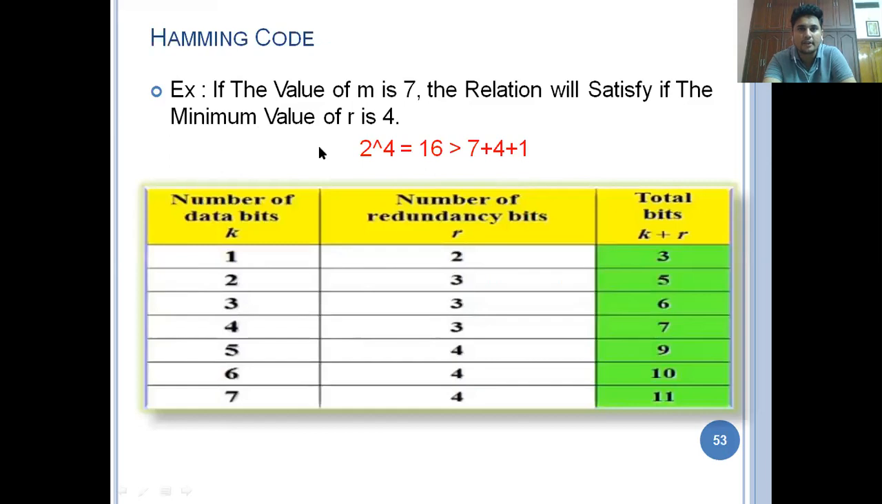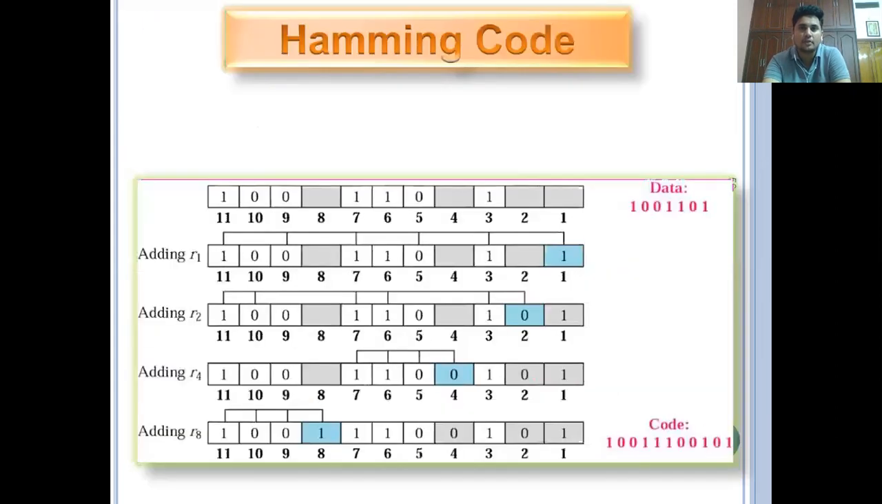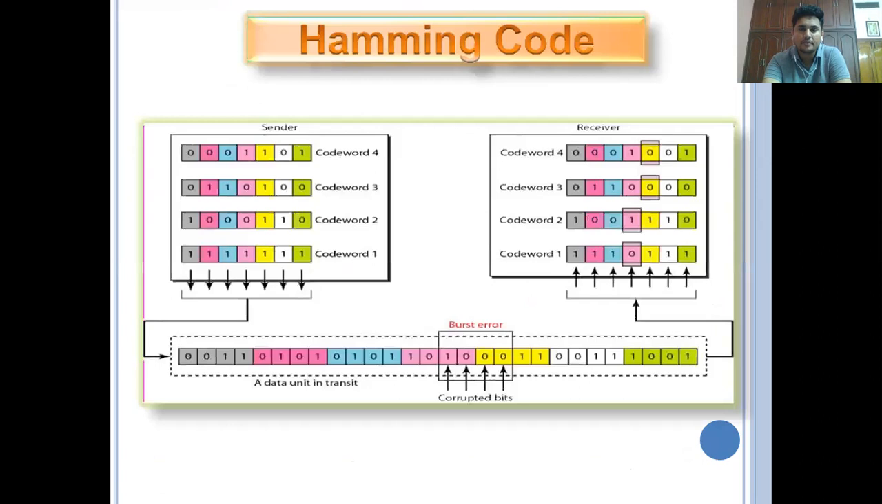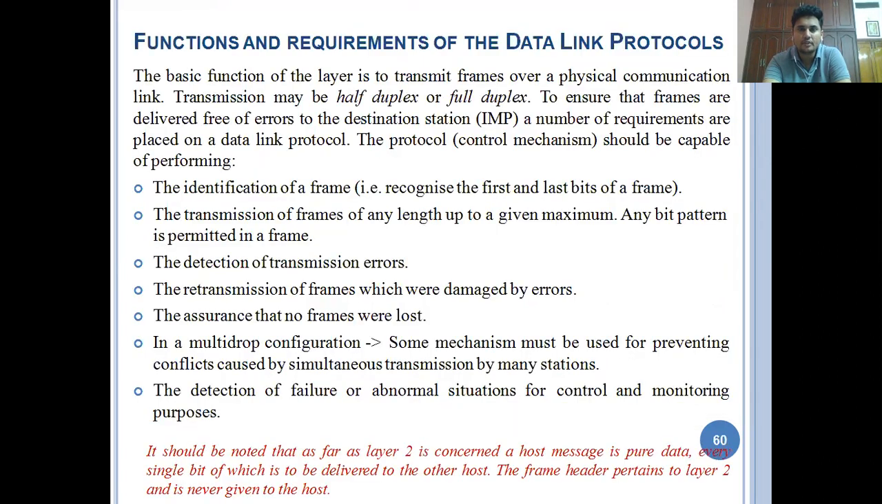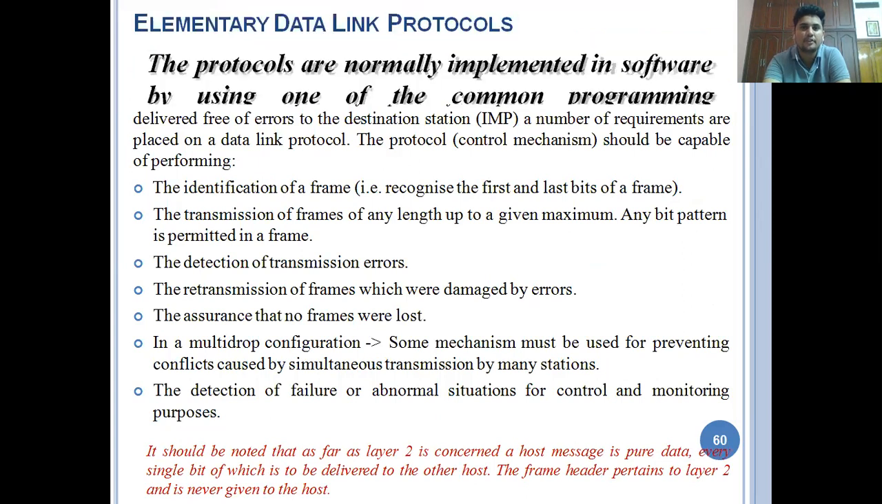Here in the Hamming code, we add some additional Hamming bits to the original data. That's what we have to cover in this video. So that is error correction codes, and the major functions and requirements of the data link layer.